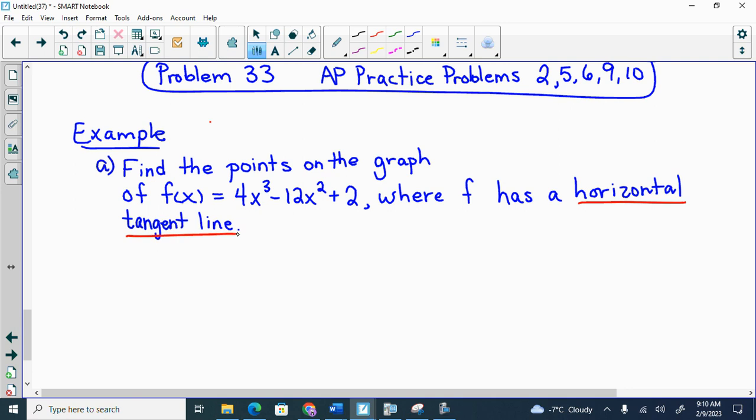Key here: horizontal tangent line. Tangent line is what? Sorry, no, horizontal tangent. A horizontal tangent line is when it's 0. Tangent line means what? First derivative. So what are we looking for? We're looking for when f prime of x equals what? 0.